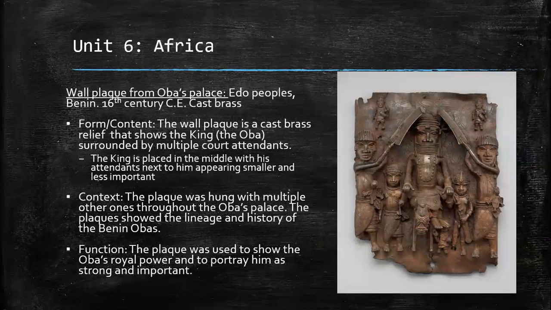For Unit 6, we have the wall plaque from the Oba's palace. This is a cast brass relief which shows the Oba, the king of Benin, surrounded by multiple court attendants. They portray the Oba as being larger and taller than his attendants, which is meant to emphasize the importance and power of the Oba. He is seen as larger, stronger, and more important than everyone else, making it propaganda.